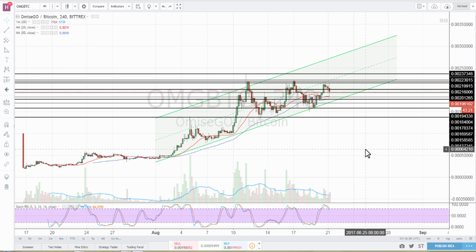Today I'm going to be reviewing OmiseGo, OMG versus BTC. This is the 4-hour chart from Bittrex.